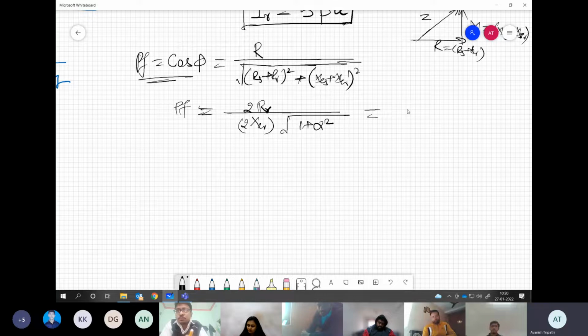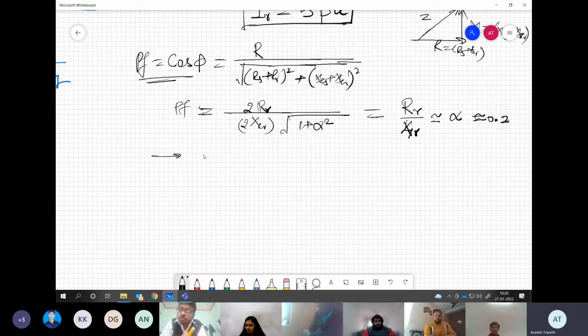So what we have now is that the power factor is coming out to be RR by XLR approximately, which is our alpha value, which is 0.2 more or less. So we see that the power factor is very, very poor, though it's not 0. Correct? Fine, right? Yes, sir. And this is the power factor which we are going to observe when we have the blocked rotor test.